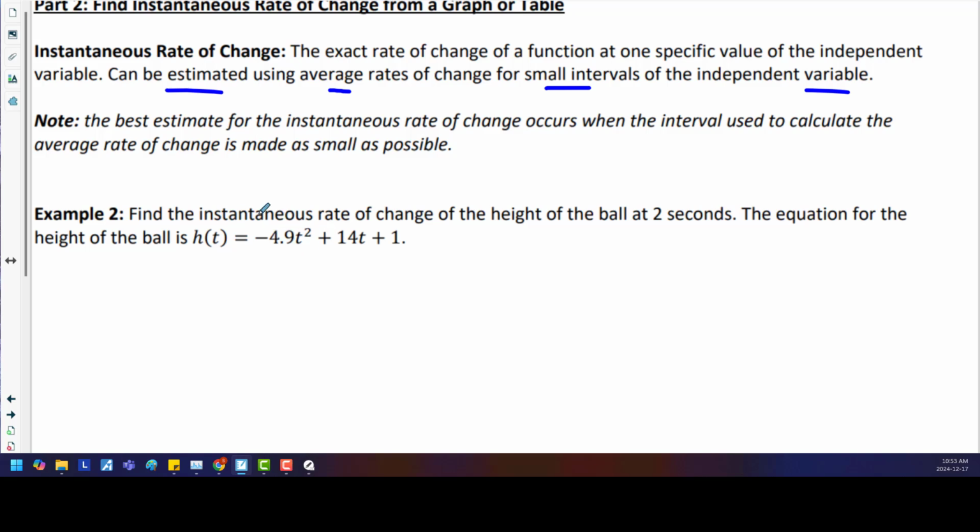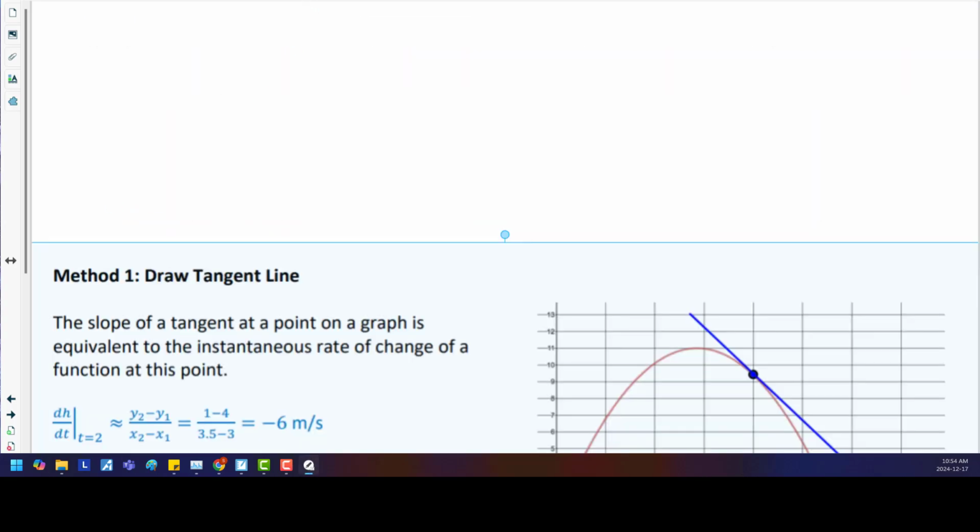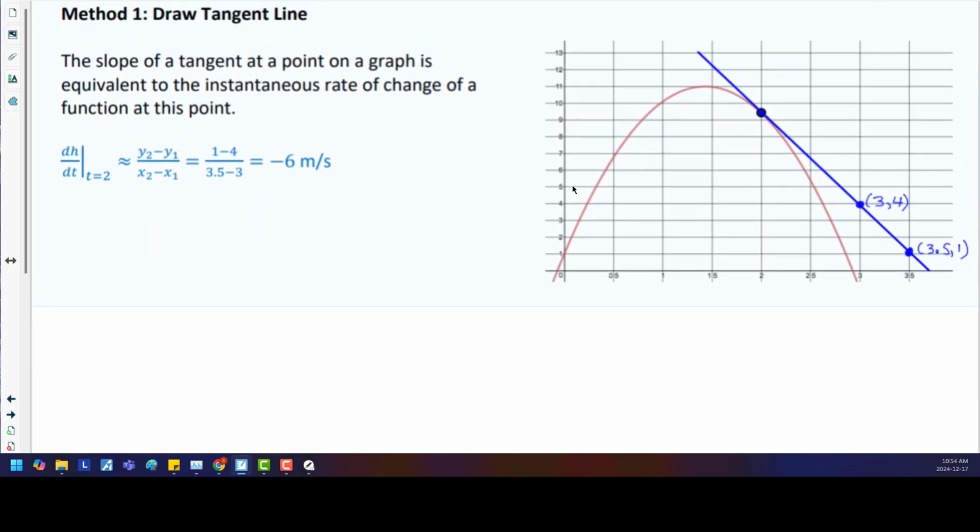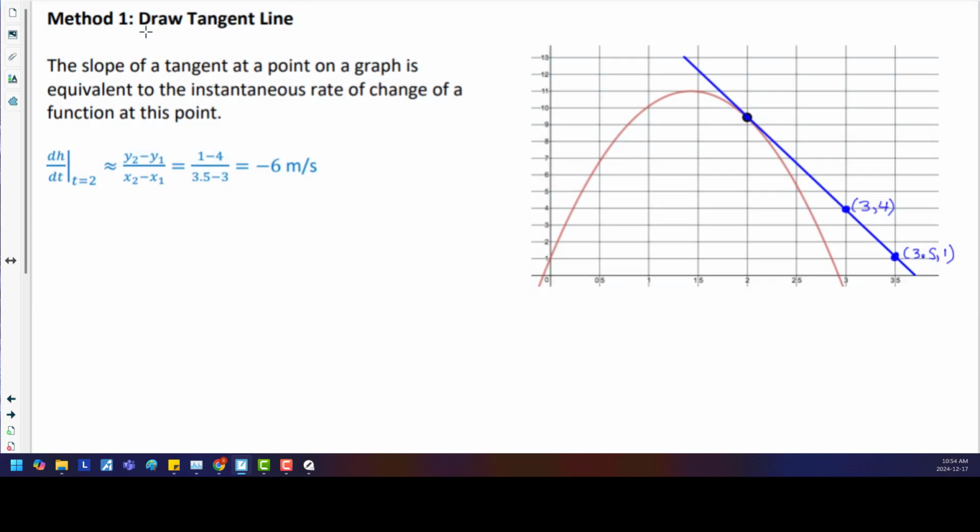So in this case, find the instantaneous rate of change of the height of the ball at 2 seconds. So this is the equation, and we want to find the instantaneous rate of change at 2 seconds. Okay, so the first method that we're going to learn, I don't know how accurate this is, but this is a method. That's drawing a tangent line.